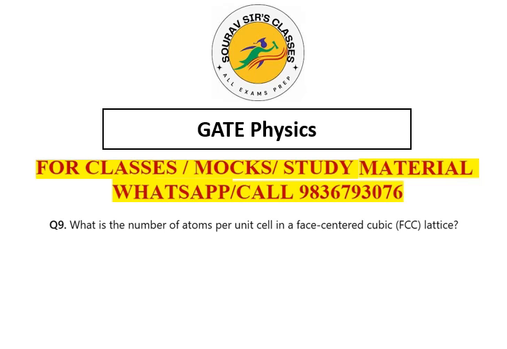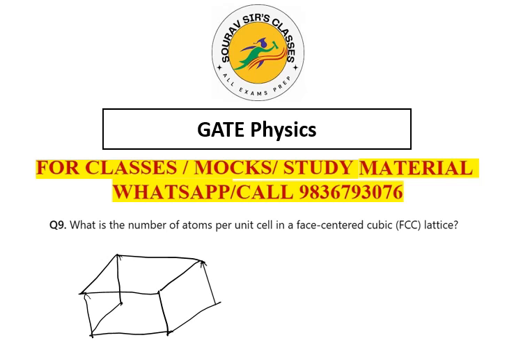Let's solve one more problem from the GATE physics. The problem states: what is the number of atoms per unit cell in a face centered cubic lattice, FCC? So we will draw the figure. So these 8 corners will have, along with 6 faces, half contribution.